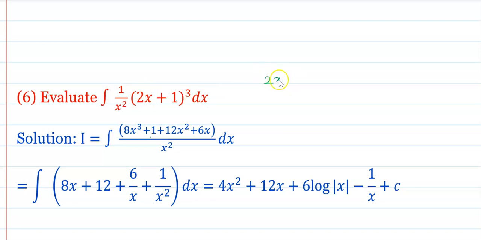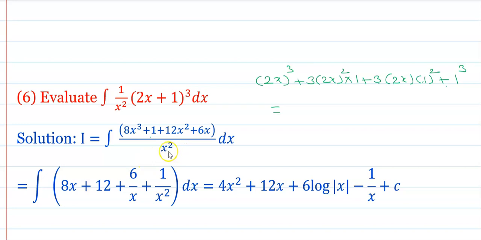I will show you again: (2x) cube plus 3 into (2x) square into 1 plus 3 into 2x into 1 square plus 1 cube. 2x cube means 8x cube. Next is 3 into (2x) square, that is 4x square into 3, which is 12x square. Next, 3 into 2x into 1 square is 6x. And 1 cube is 1.